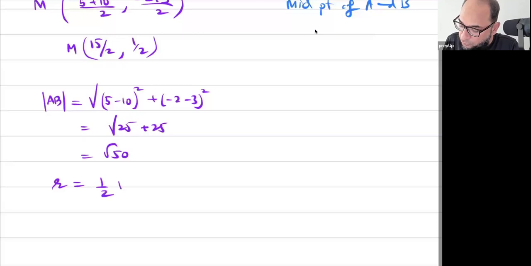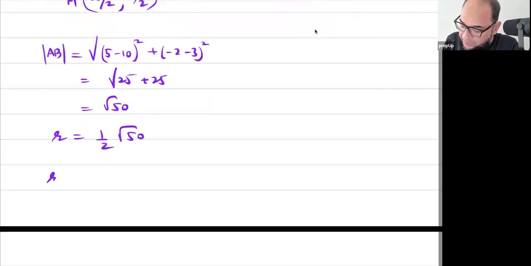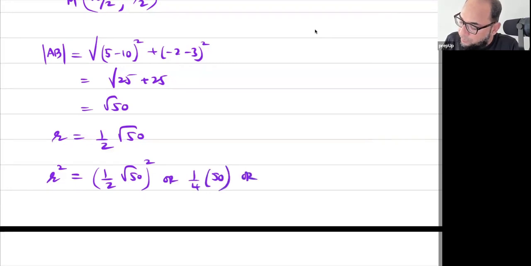Radius is half of root 50. Also, let me evaluate radius square. That's (half root 50) square. That is 1/4 of 50. That comes out to be 12 and a half. That is 25 over 2.